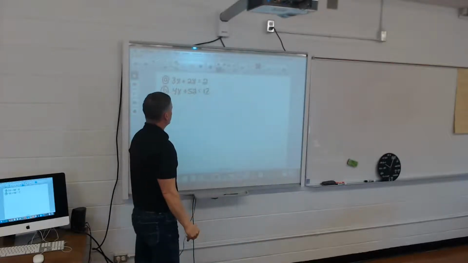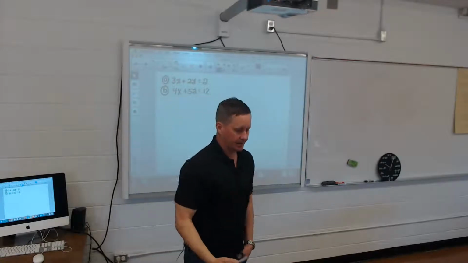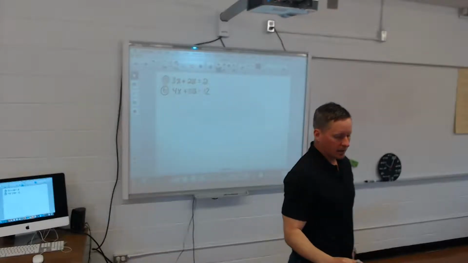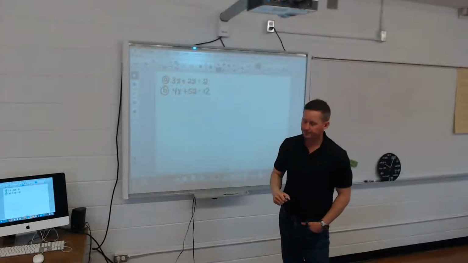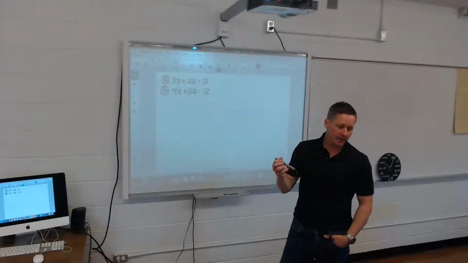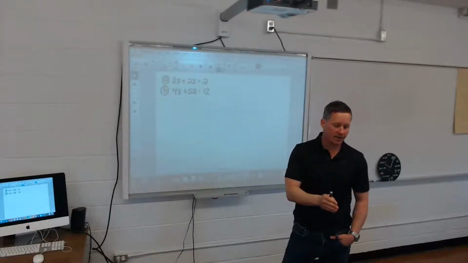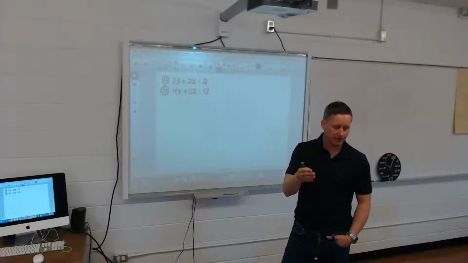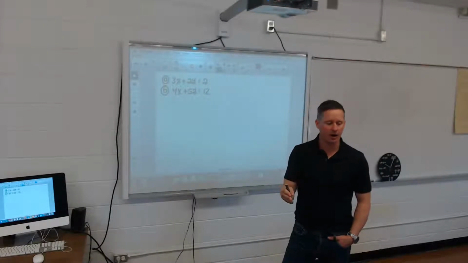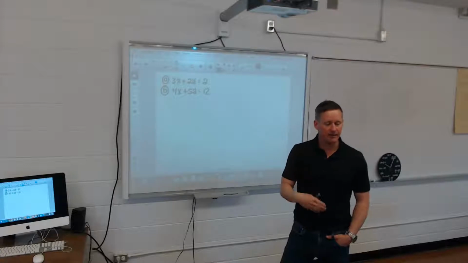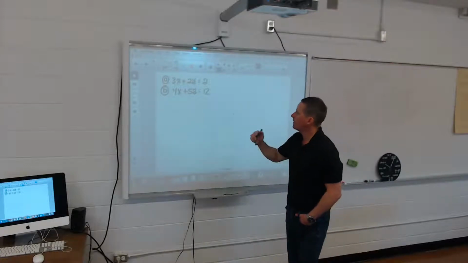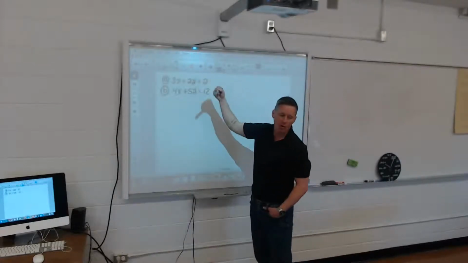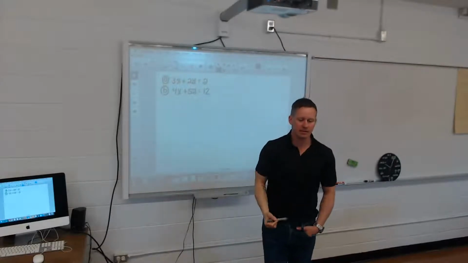Now I want to line this up. I want to have it so that two of the coefficients, either the y's or the x's, the numbers in front of the variables, are such that when I add them, they're going to get me a 0. So I have to multiply one or both of the equations to match this up.